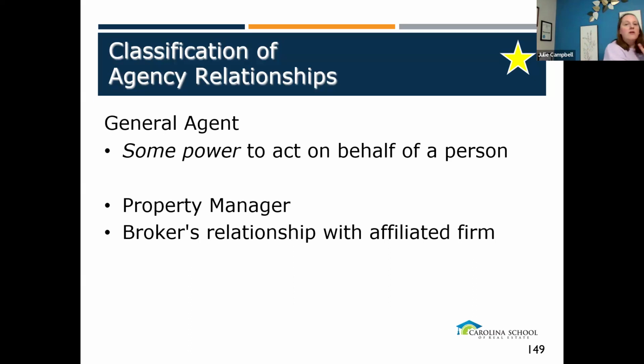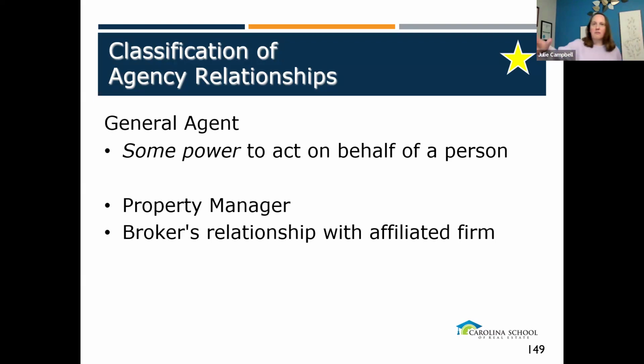The other example of the general agent is the individual broker's relationship with their firm. Whatever firm you affiliate with, you'll be allowed to do certain things on behalf of your firm. That makes you a general agent. What will you be able to do on behalf of your affiliated firm? That's your agreement between you and the firm. That comes in your employment contract, which we will talk more about.